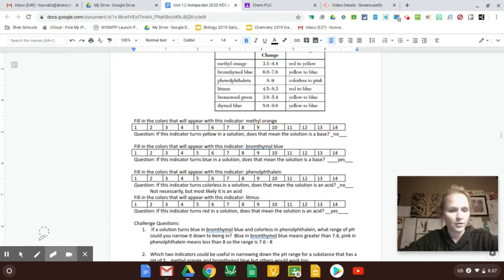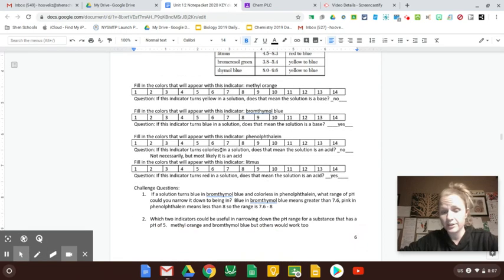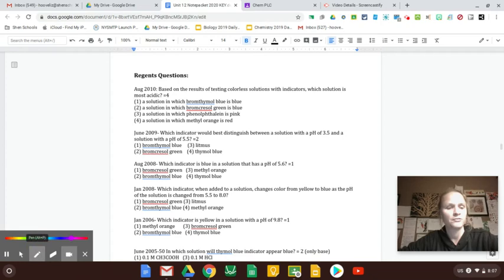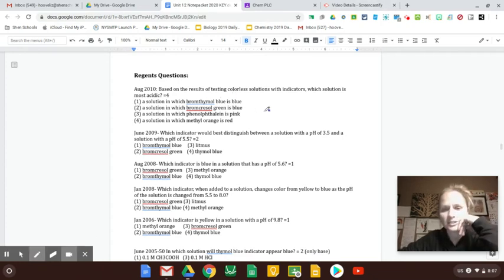Your job and your homework will be to try one of these on your own and also try one of these questions. So let's try one together. The first one says, based on the results of testing colorless solutions with indicators, which solution is most acidic? Most acidic. So a solution where bromothymol blue is blue.